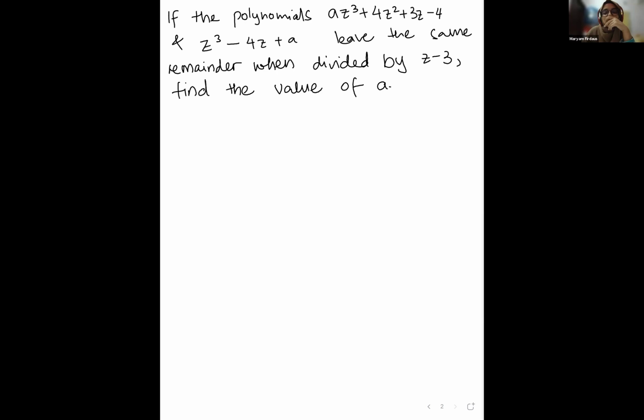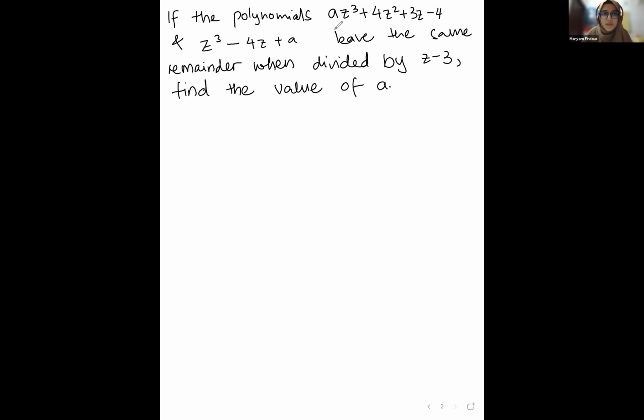Ma'am, in this question, first we divide the given equations by z minus 3. Okay, so you're going to do the long division method? Ma'am, we can do the long division method as well as the factor theorem. Yes, that is going to be an easier way, right? So, Mridula, can you tell us how the factor theorem will help us here? Ma'am, instead of taking z, we will take z minus 3.